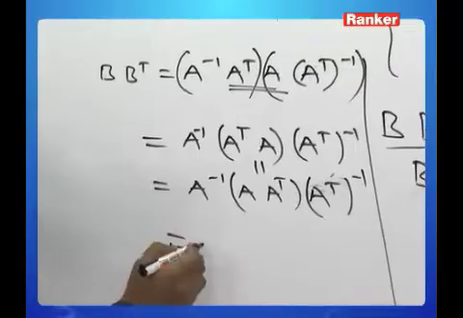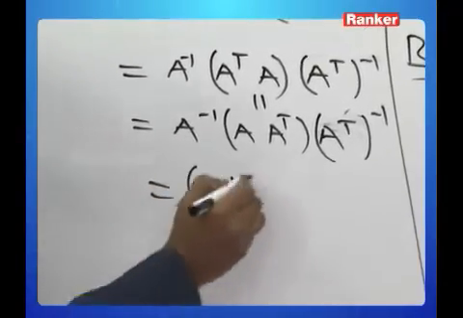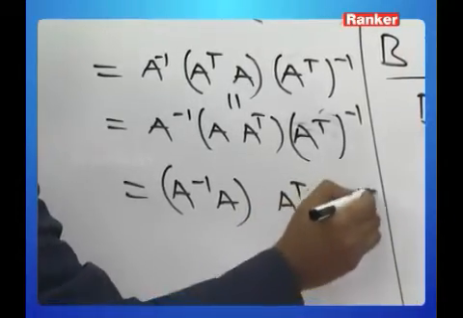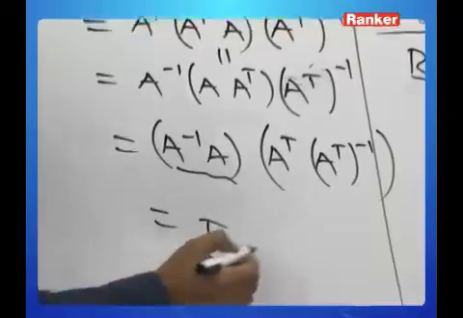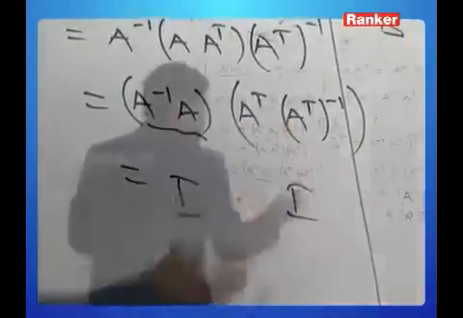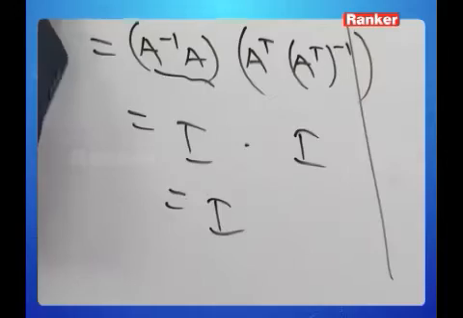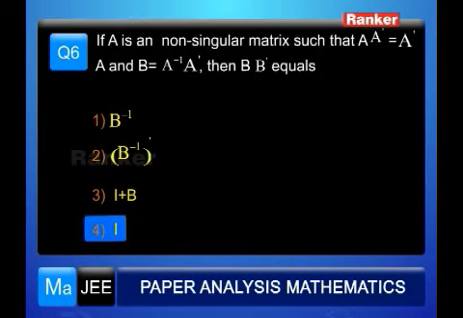So what do you have now? By associativity again A into A inverse into A, and you have here A transpose into A transpose inverse. So clearly this is I identity matrix, there is also identity matrix because these two are inverses of each other. So I into I is I. Finally B into B transpose is equal to I. So what we have is that option 4 is the right answer.